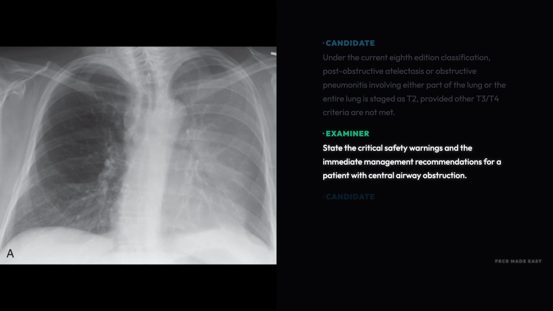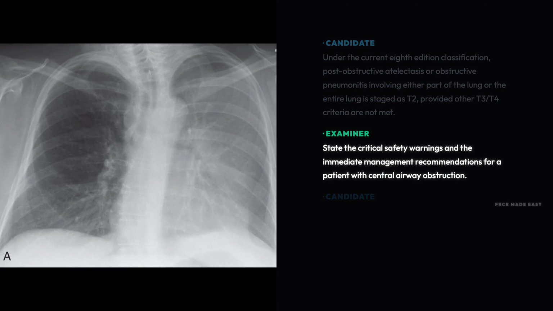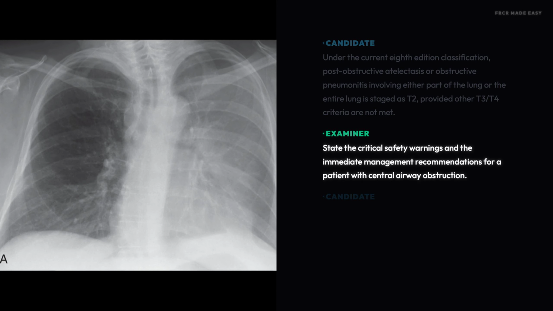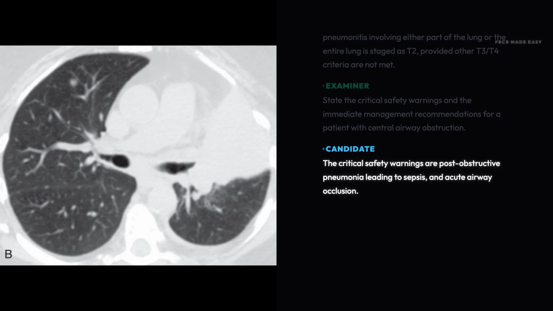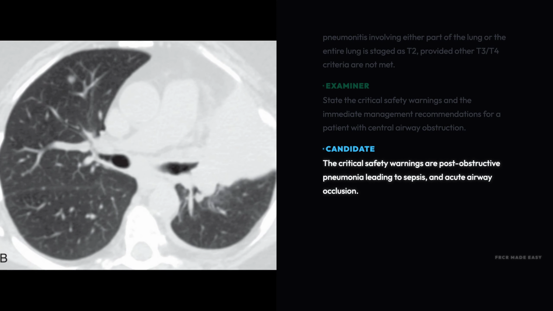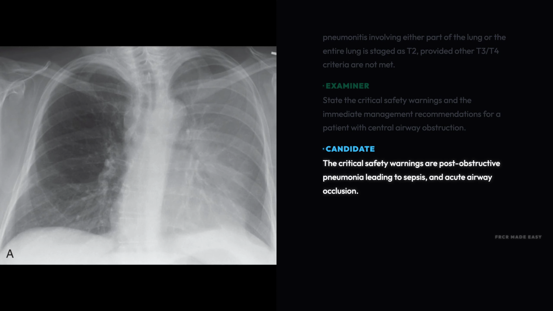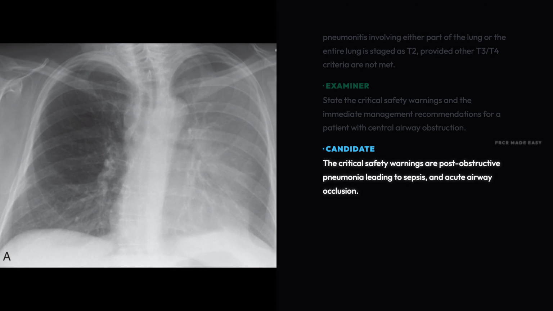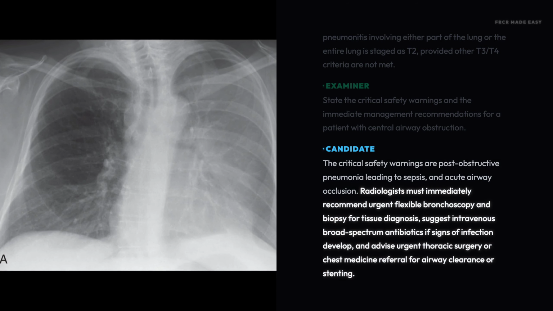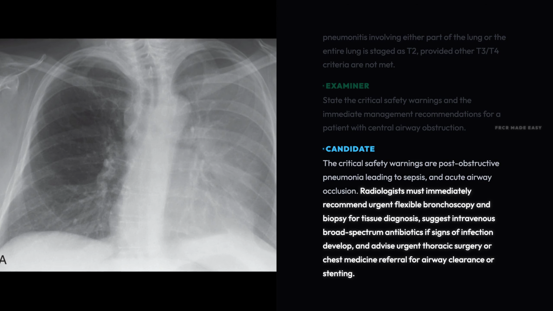State the critical safety warnings and the immediate management recommendations for a patient with central airway obstruction. The critical safety warnings are post-obstructive pneumonia leading to sepsis and acute airway occlusion. Radiologists must immediately recommend urgent flexible bronchoscopy and biopsy for tissue diagnosis. Suggest intravenous broad-spectrum antibiotics if signs of infection develop, and advise urgent thoracic surgery or chest medicine referral for airway clearance or stenting.